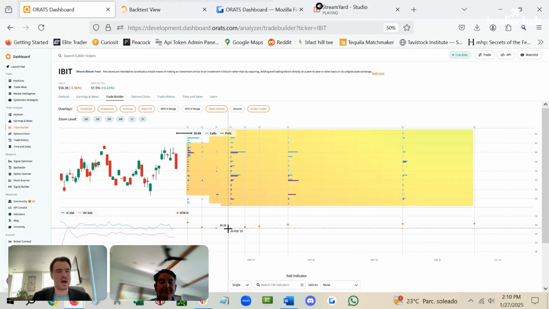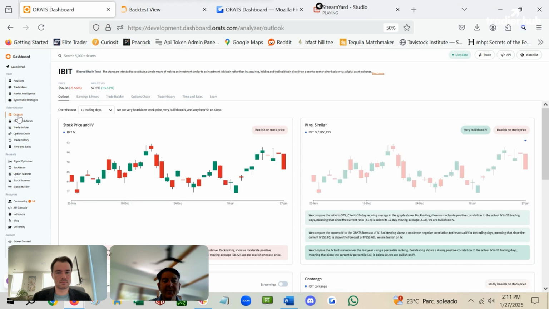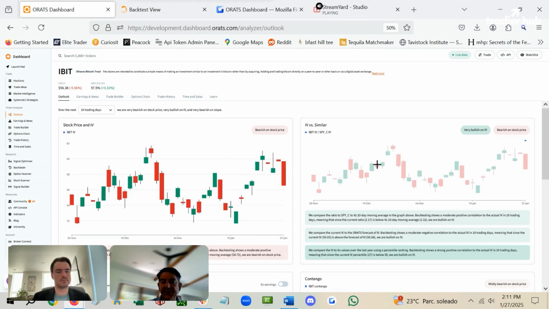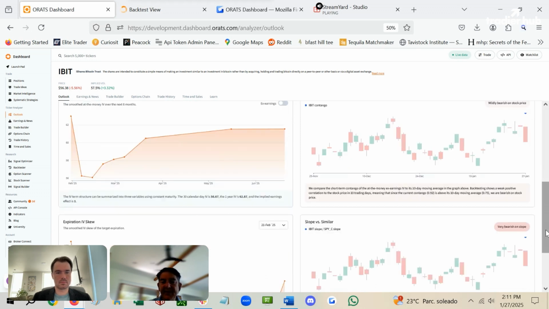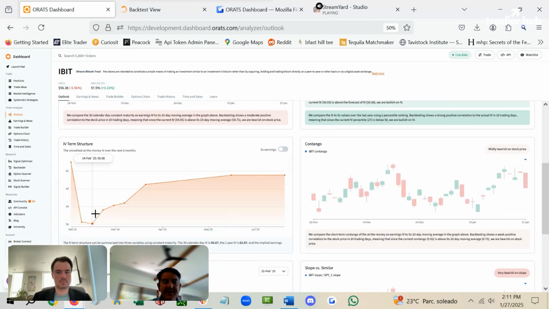Got it. Okay, so if we look at the outlook for IBIT, would it show a different chart then? I just want to see a comparison. Yeah. So of course, IBIT hasn't been around for a long time, so we're going to have some problems with some of these graphs. But what we can see is generally the shape. Yeah. Cool. But we don't have enough historical data on IBIT really to create much in this structure.